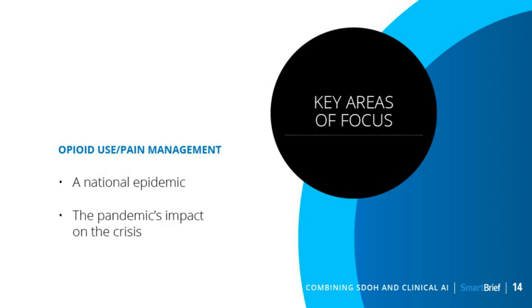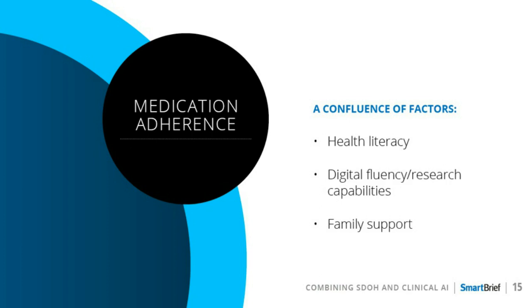Okay, thank you. And John Chowalter, can you explain how social determinants of health and AI work in each of these areas, starting with medication adherence?